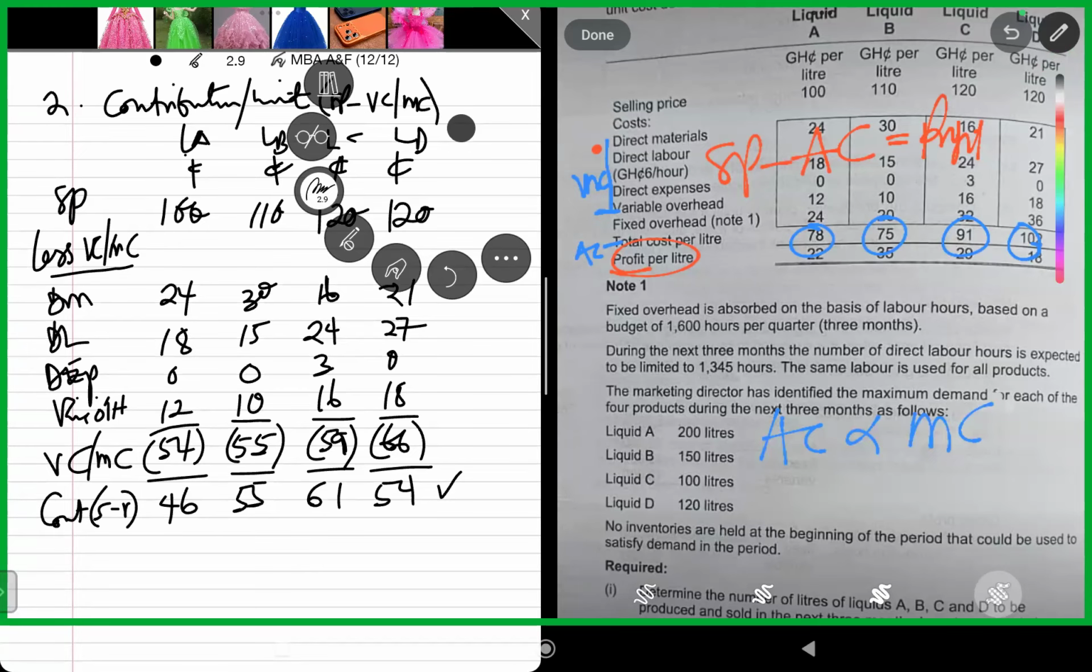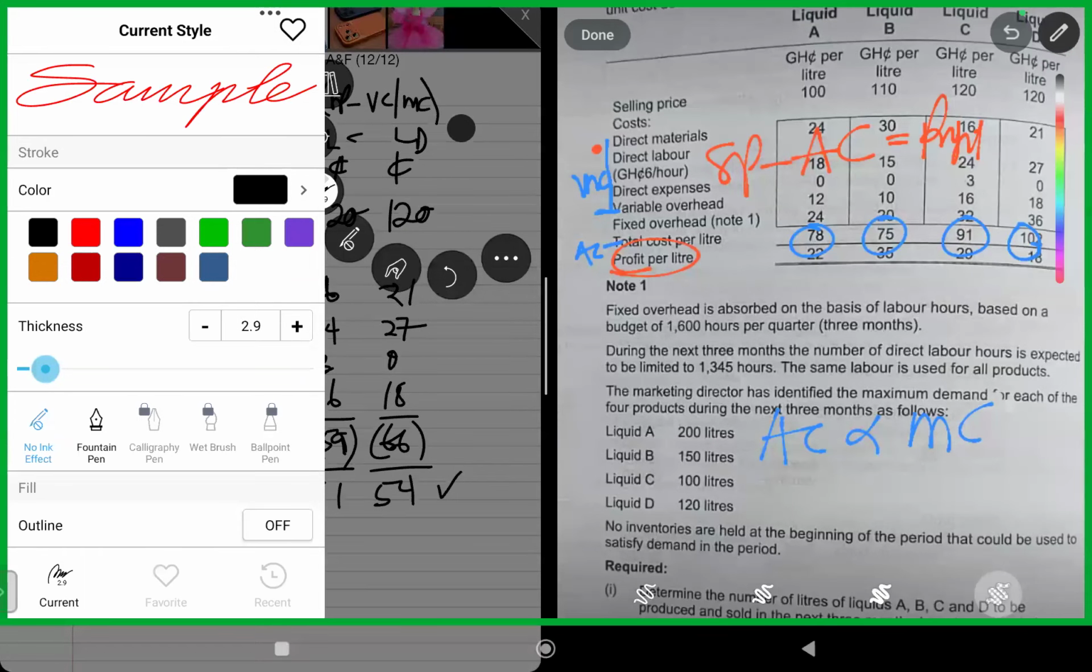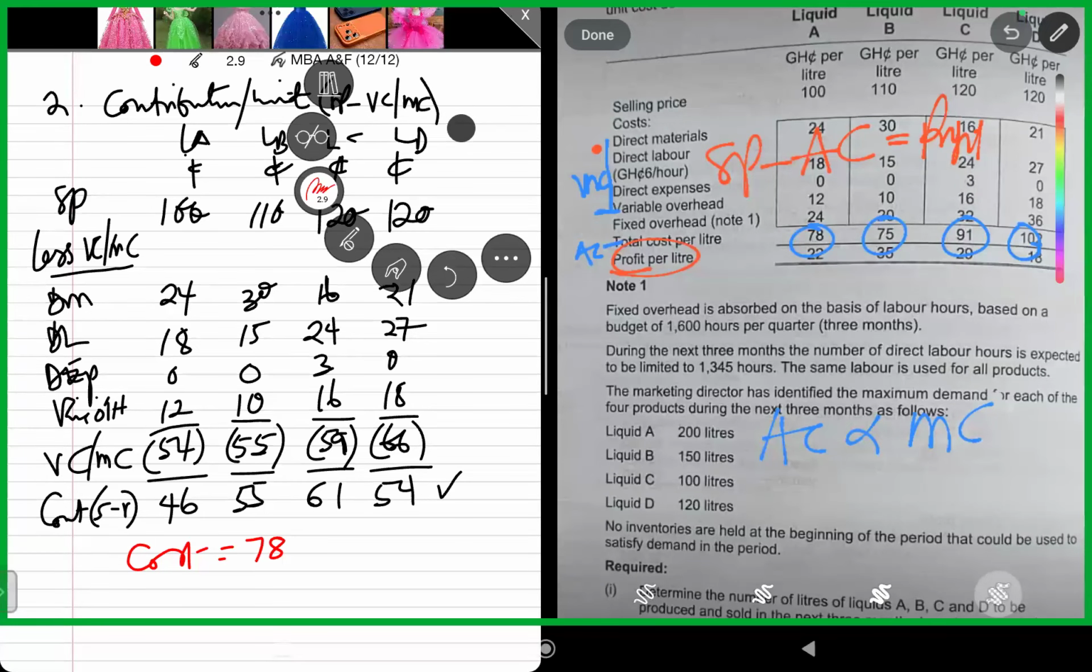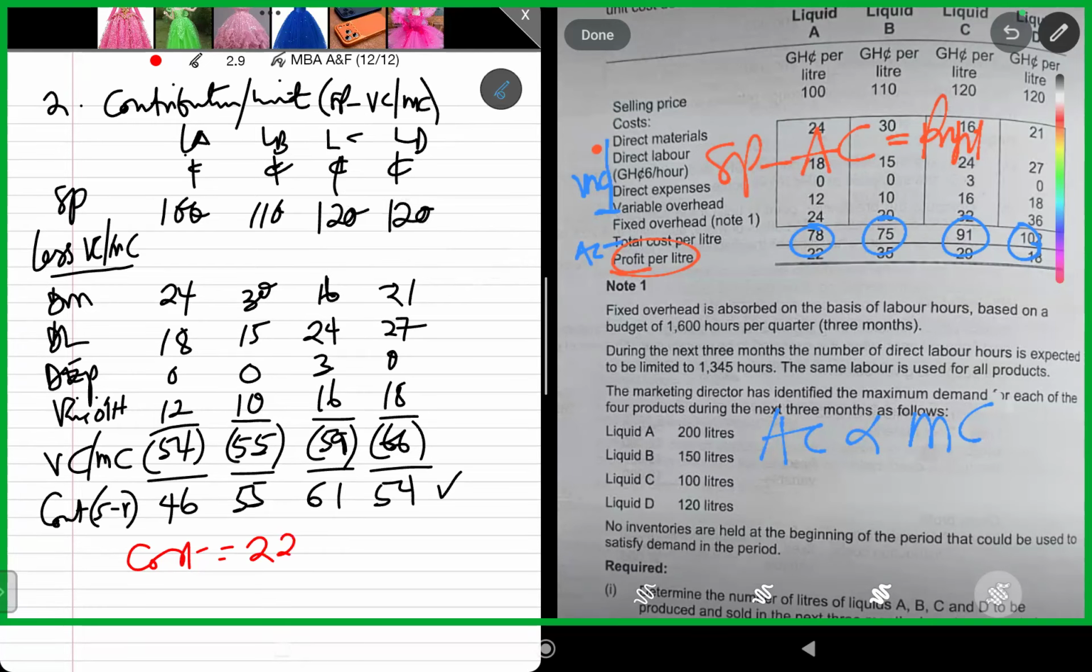So now, on the left, I'm writing on the left, I'm using red. I'm using the cost of liquid A. If the cost of liquid A is 78, or if the profit for liquid A is 22, am I getting it? It's 22.